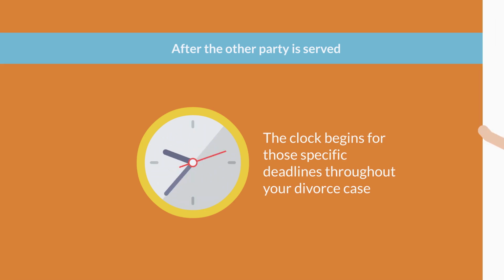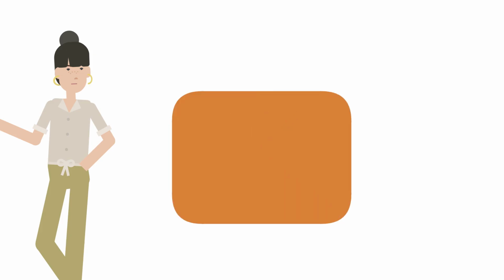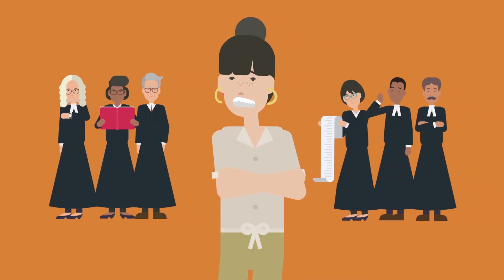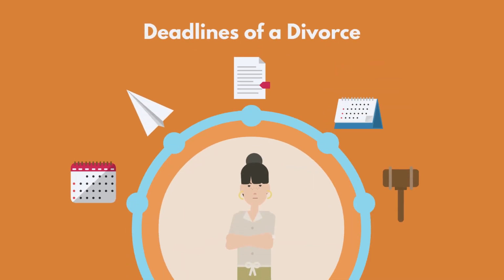divorce case. Now, before I get into more detail about those specific deadlines and those major events in a divorce, I'd like to strongly recommend that you first check the case management order of the specific judge that is handling your case for further details pertaining to those deadlines, as these deadlines are very judge-specific, and they're listed in the case management orders, or CMO. But here's a general outline of these deadlines in a divorce case so that you have a better sense of what to expect if you ever decide to file for divorce.